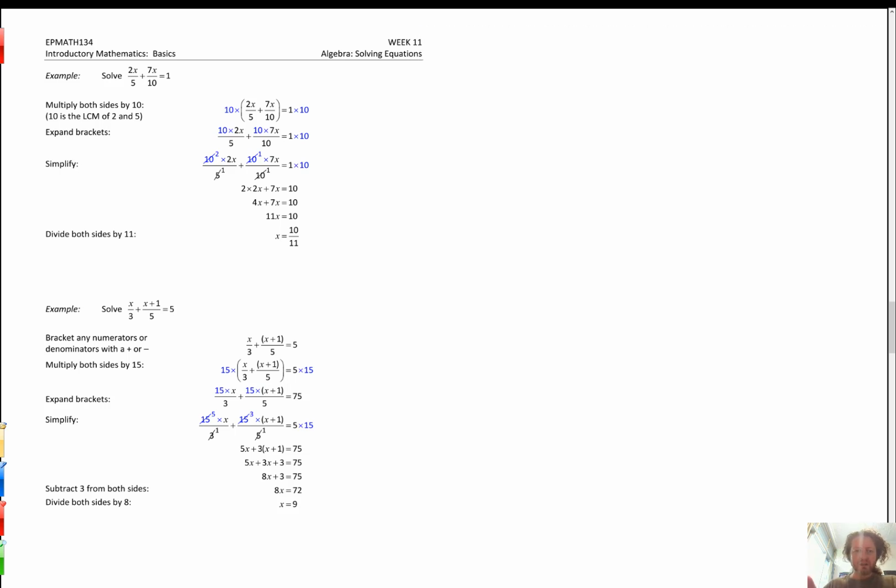Down here we've got an x on 3 plus an x plus 1 on 5 equals 5. First thing I like to do here is bracket any numerators or denominators with a plus or minus. In other words, I don't want to bracket that x, that doesn't do anything. But I just want to make sure if I do anything to this numerator, like if I want to times this numerator by 3, it doesn't become 3x plus 1, it's 3x plus 3. Everything should get times. So that numerator, if it's going to have something happen to it, should happen to the whole thing. So I deliberately put brackets there.